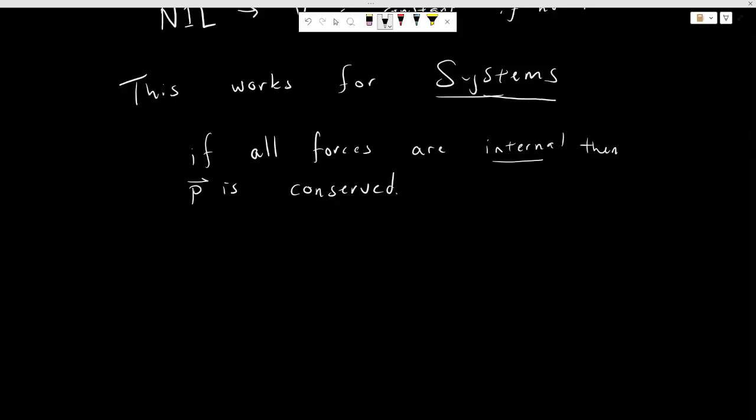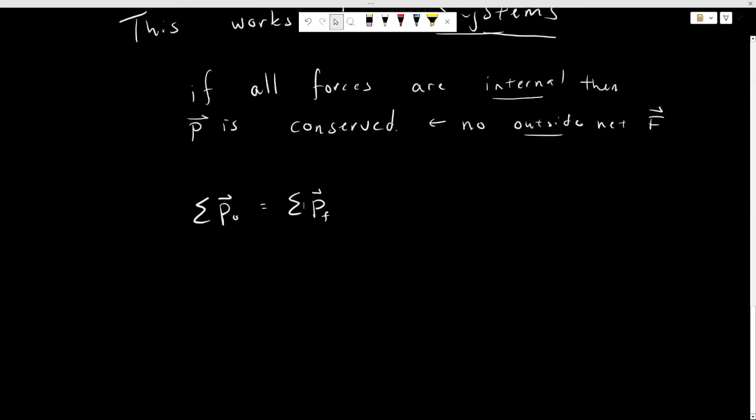That basically just says that if I don't have any outside net force, right, no outside net force, then I will have no impulse on my system, and therefore momentum in my system will be conserved, which means that the sum of all the momentum at the beginning will equal the sum of all the momentum at the end. And that allows us to solve some problems.